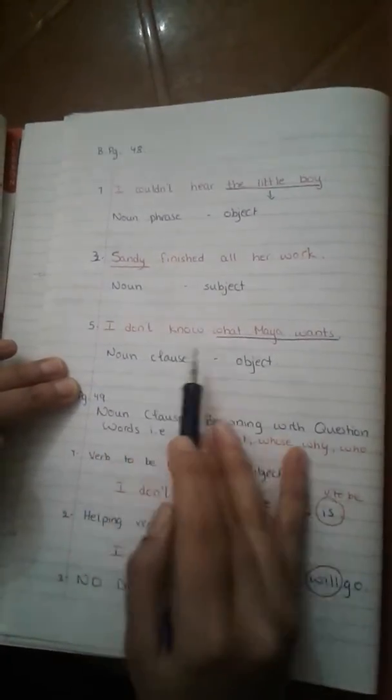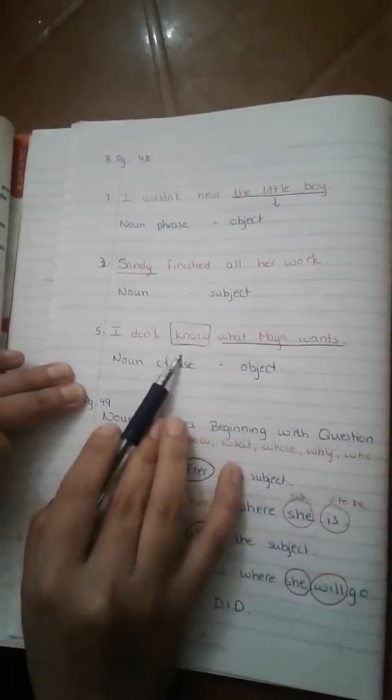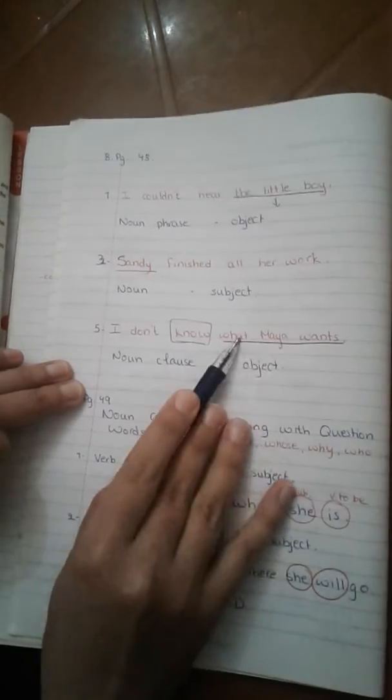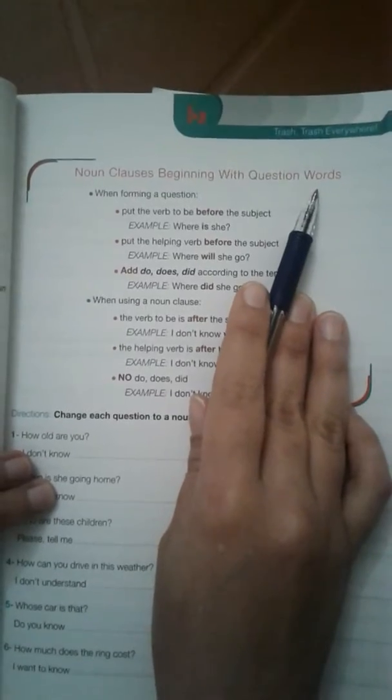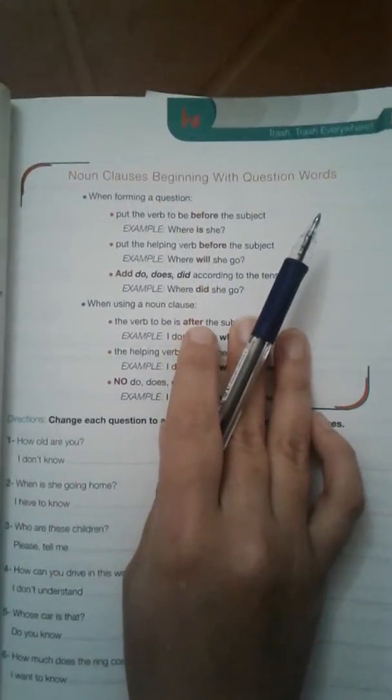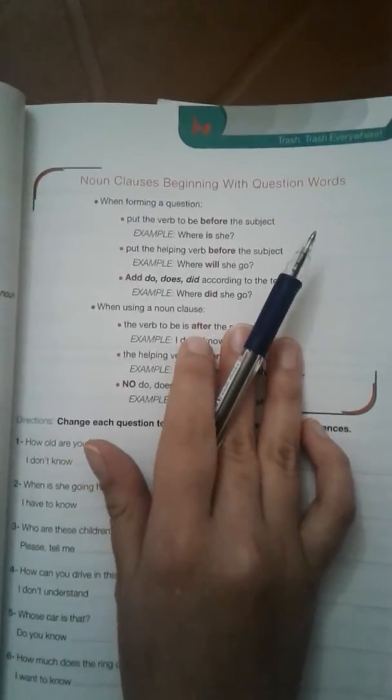So it's a noun clause, and where does it come, before or after the verb? Because my verb over here is know. This is the verb. So it's coming after the verb, what Maya wants. Thus, it's an object. This is for the first part of the grammar. The second part talks about noun clauses beginning with question words. What are question words? Who, what, where, when, why, how, whose, whom. Okay, all of these are the WH question words.